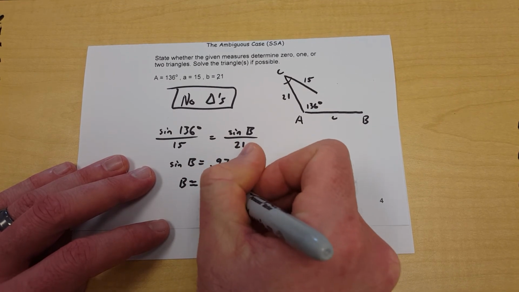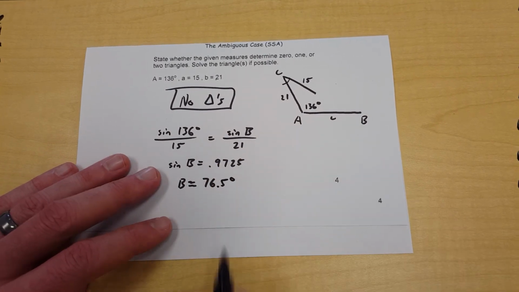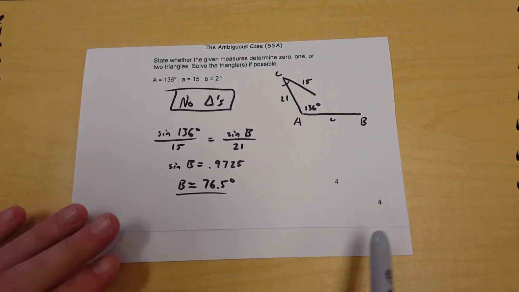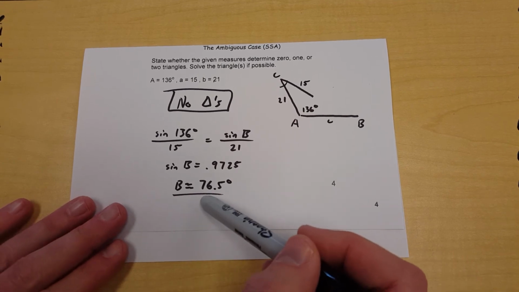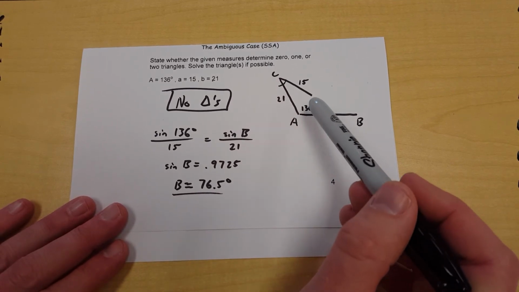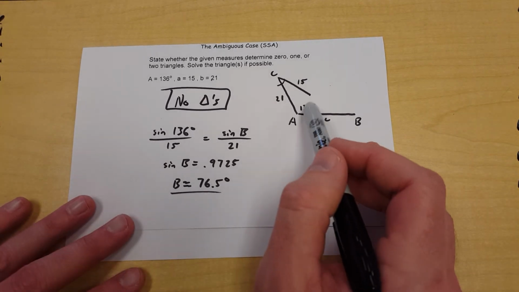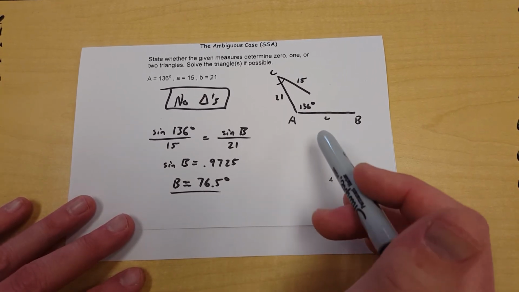B is about 76.5 degrees. Now that might seem fine, but you'll notice that this creates a problem, because remember that a triangle adds up to 180. We already have 136. We know that that's for sure an angle in this, well, not triangle, but we know that that's the information that has to stay as it is.